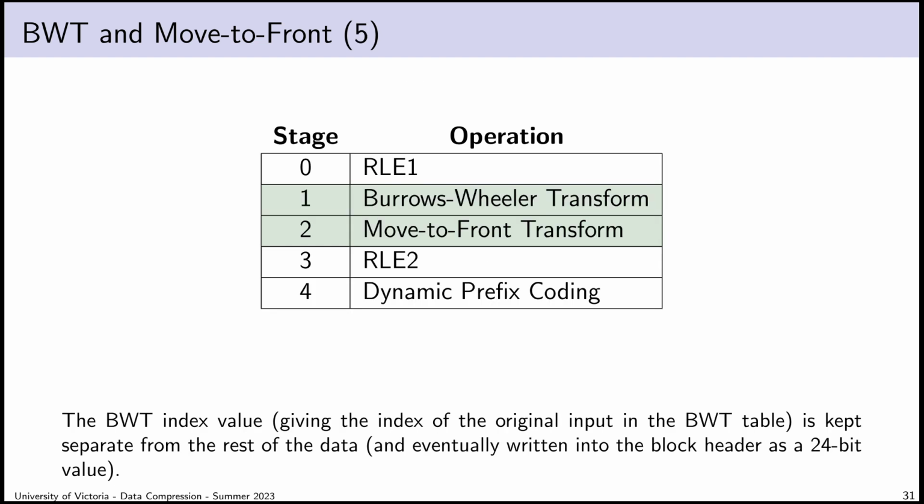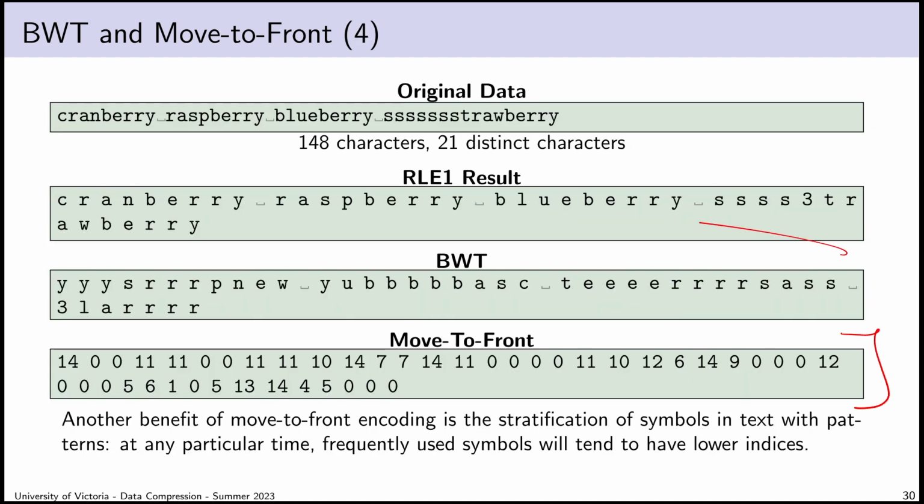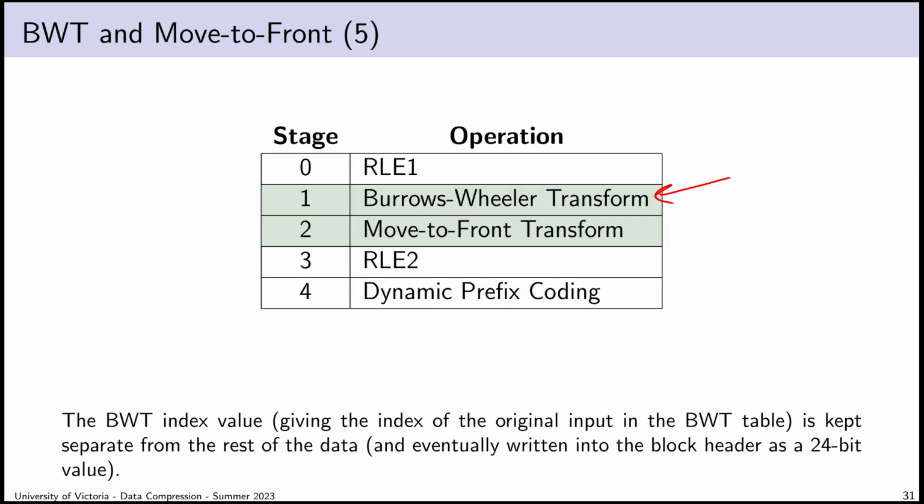Okay, but in any event, we perform these two transforms. We end up with this set of Move-to-Front indices that we're going to send into stage number 3. I should add that in the meantime, of course, the BWT actually produces two pieces of output. It produces this permutation here, but it also produces some index, as we know. The index is just kept over on the side. So eventually, the BWT index is going to be encoded into the block header when the block is actually written out.